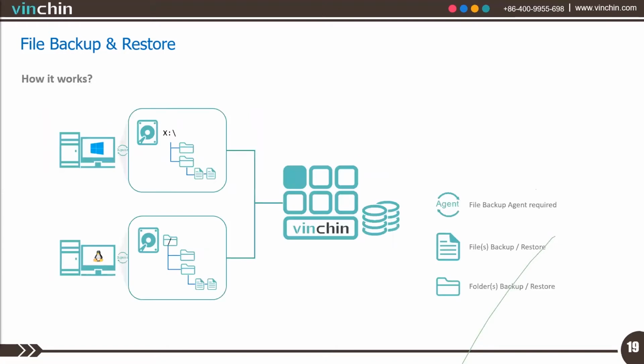Next, let's see how file backup and restore works. For both Windows and Linux operating systems, a lightweight file backup agent needs to be installed, and the agent needs to be always running on the target operating system. Vinchin backup and recovery server will communicate with the operating system through the file backup agent to back up and restore files. Not only individual files, but folders and the subfolders and files inside the folders are all supported for backup and restore.